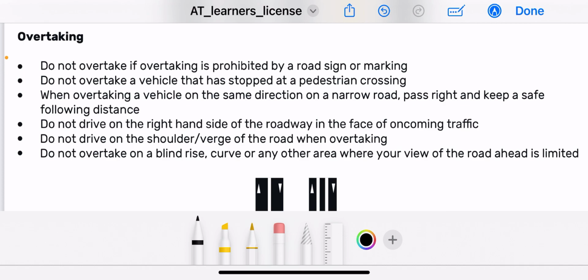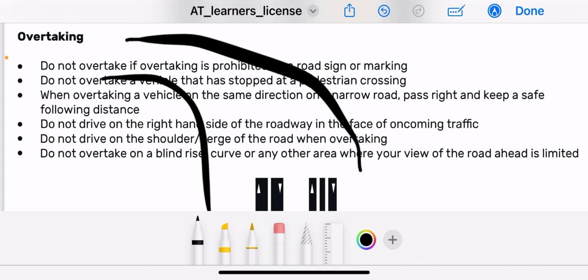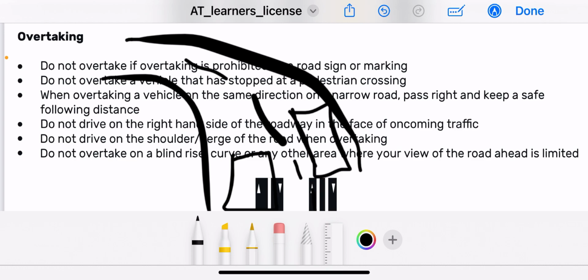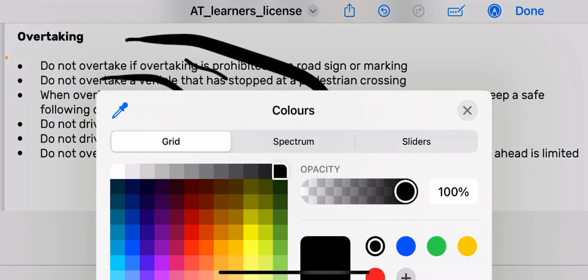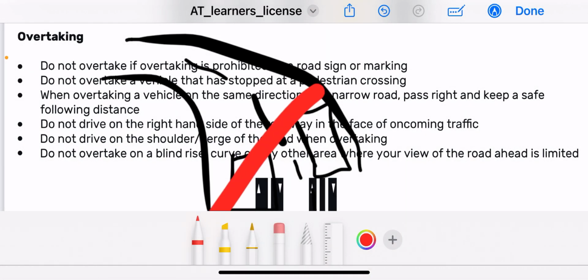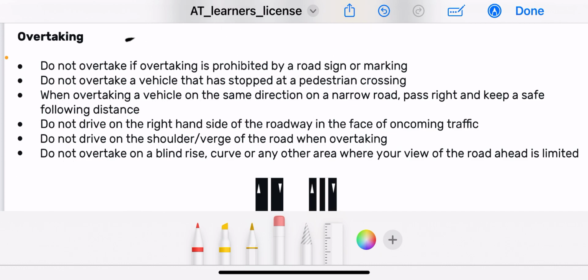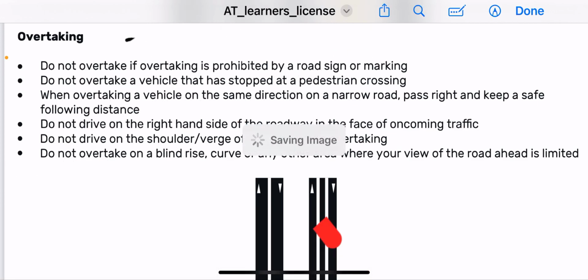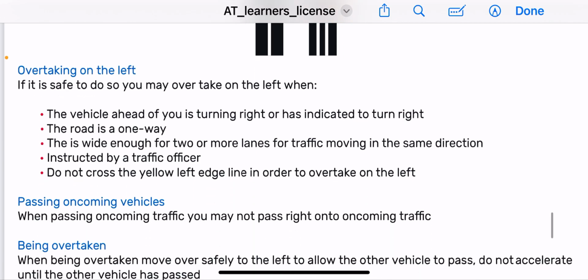On a bend. So here it's a bend. Okay, this is the division. So this is a car, and then you choose to overtake and come here. No, this, my friend, you do not do. Okay. Right, let's move on.